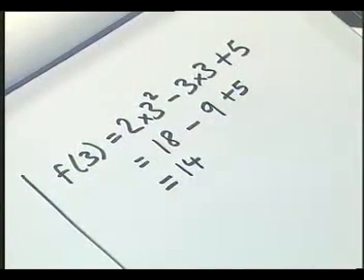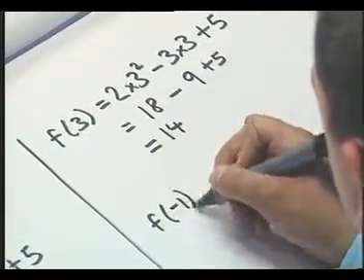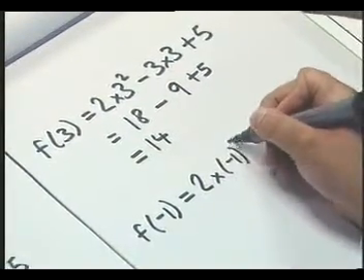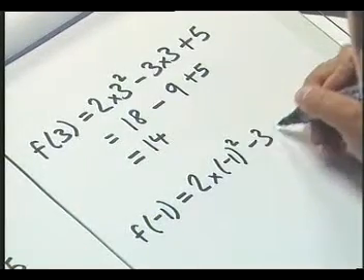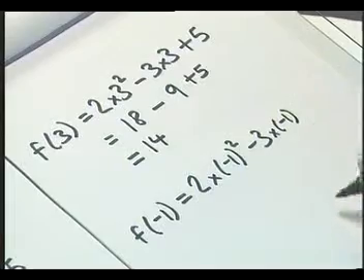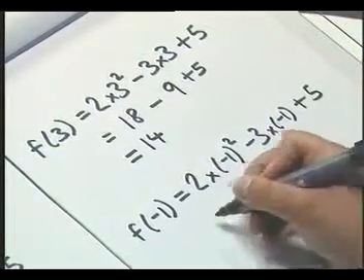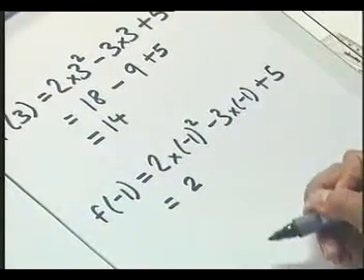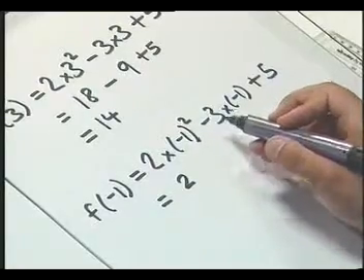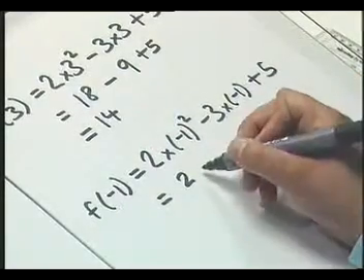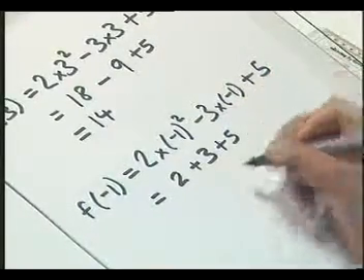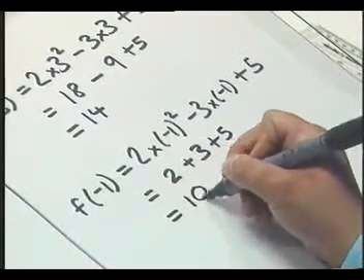And last but not least, we can also include a negative argument. So we'll put a negative argument of minus 1. So f of minus 1 gives us 2 times minus 1 squared. Take away 3 times minus 1. And of course, our plus 5. So 2 times minus 1 squared just gives us 2. Take away 3 times negative 1, which just gives us a plus 3. And then we've got a plus 5. 2 plus 3 plus 5 just gives us 10.